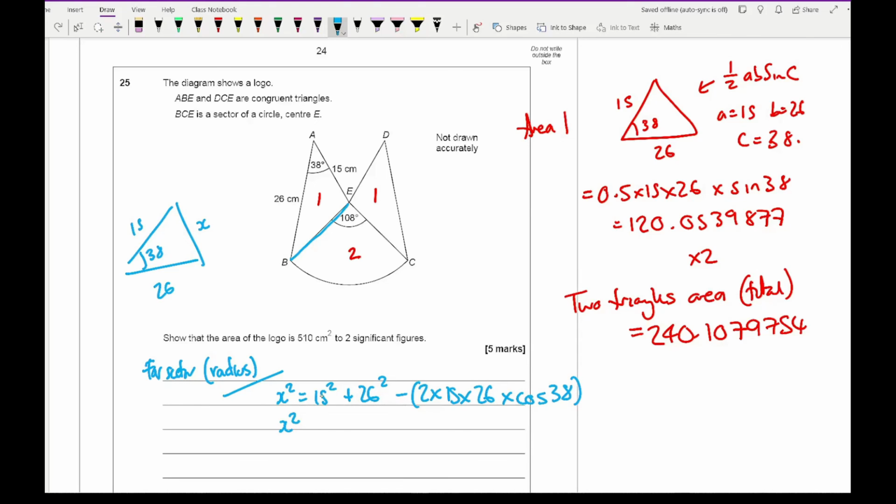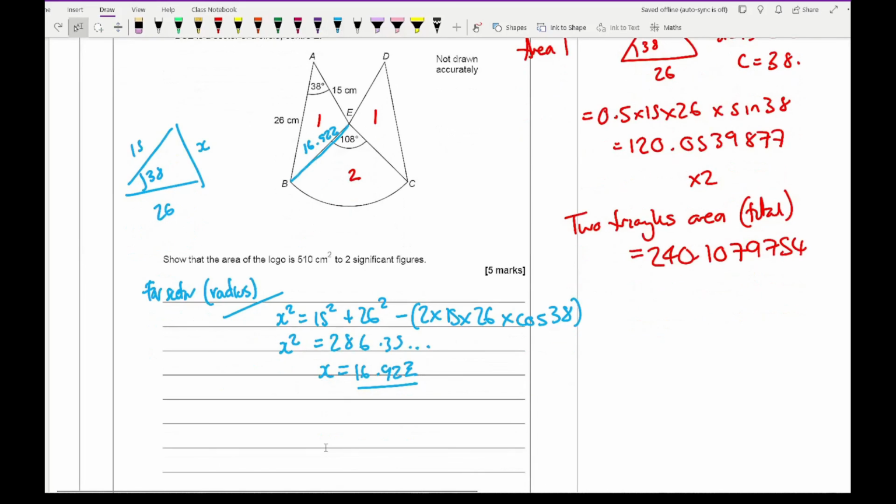Gives me an answer of 286.35 and so on. And I keep that on my calculator and just square root that answer. It gives me an answer that x equals 16.922 to 3 decimal places. So this length here is 16.922.